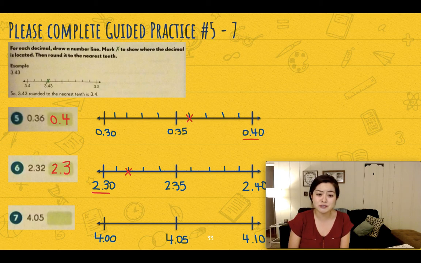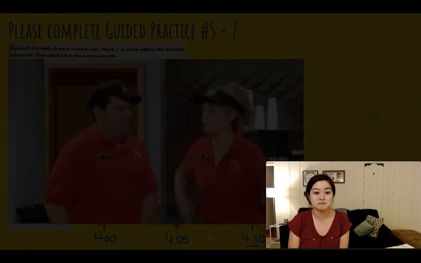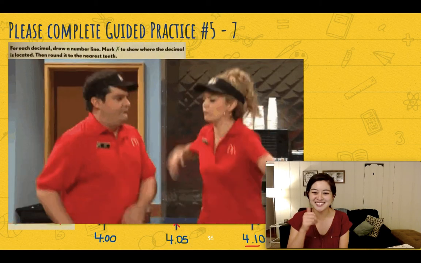And 4.05, hey, look, it's in the middle. If it's right in the middle, do we round up or down? We always round up. Okay, so it's closer to 4.10, but we want to round to the nearest tenth, and so that'll be 4.1. Good job.